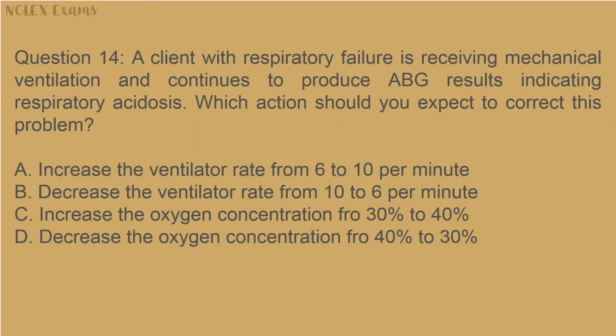Question 14. A client with respiratory failure is receiving mechanical ventilation and continues to produce ABG results indicating respiratory acidosis. Which action should you expect to correct this problem? A. Increase the ventilator rate from 6 to 10 per minute. B. Decrease the ventilator rate from 10 to 6 per minute. C. Increase the oxygen concentration from 30% to 40%. D. Decrease the oxygen concentration from 40% to 30%.